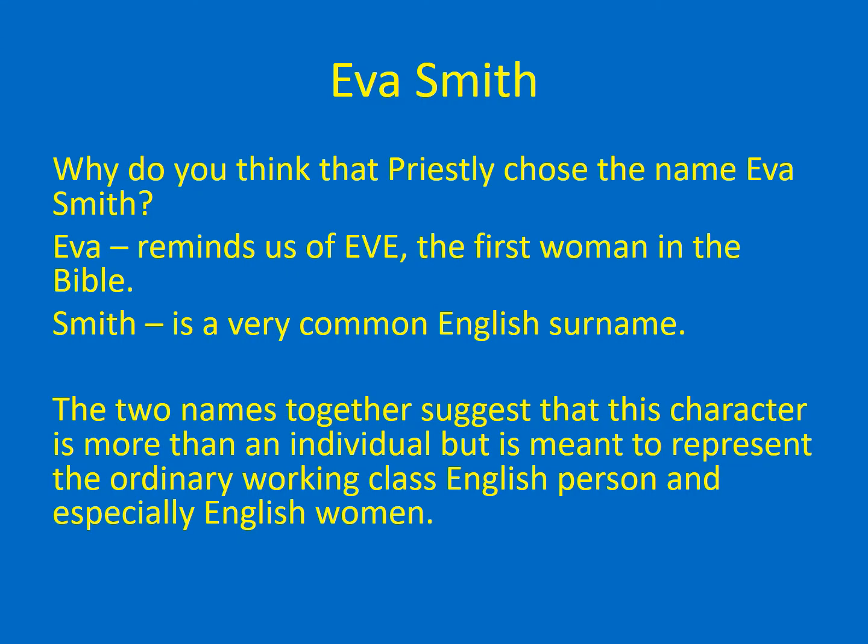Right, so obviously I have said that we are going to complete some analysis today, and we are. But I do want us to look at the idea of Eva Smith a little bit more. So let's consider why we think that Priestley chose the name Eva Smith. Firstly, Eva reminds us of Eve, who was the first woman in the Bible, and Smith is a very common English surname. So these 2 names together could suggest that this character, Eva Smith, represents more than one individual. She's meant to represent the whole of the working class across England, and particularly English women.